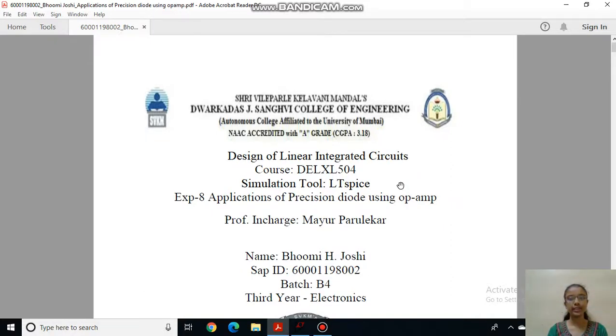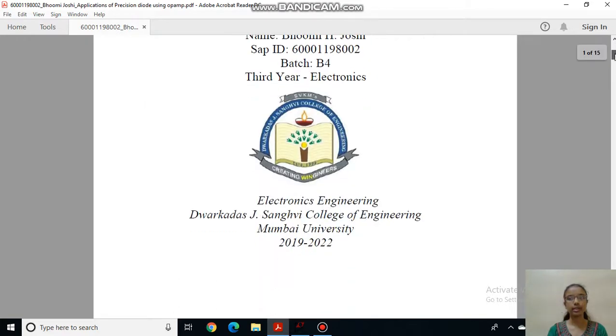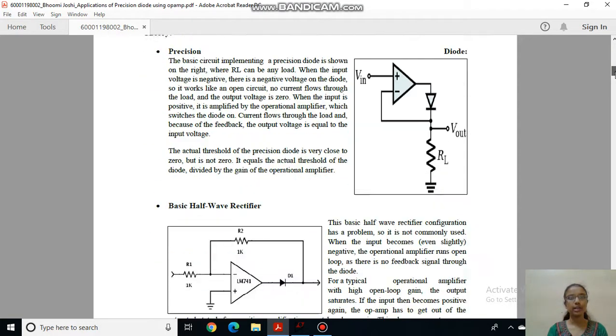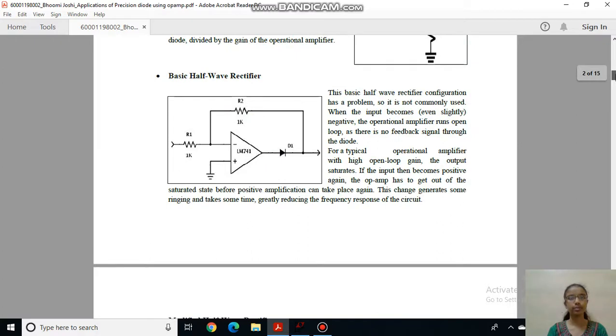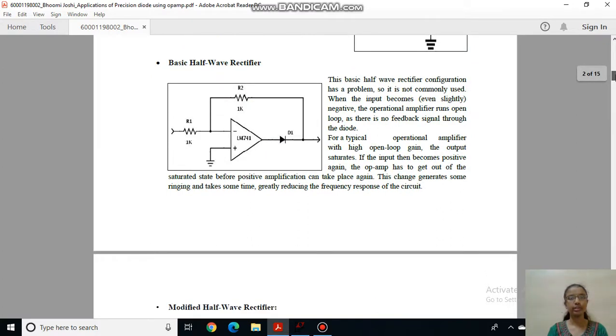Today I am going to explain experiment number 8, applications of precision diode using op-amp in LTspice software. So in this experiment there are total 3 parts. We will see it one by one. In first part we will see basic half-wave rectifier and modified half-wave rectifier.